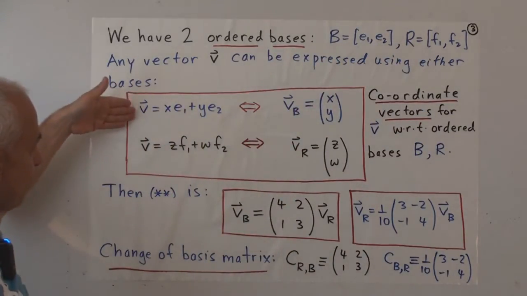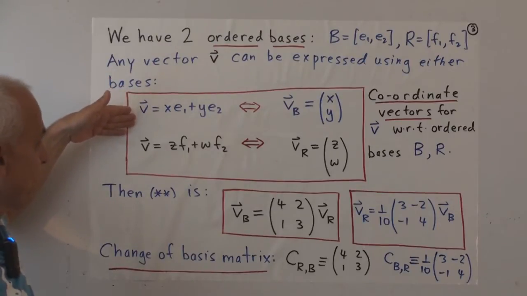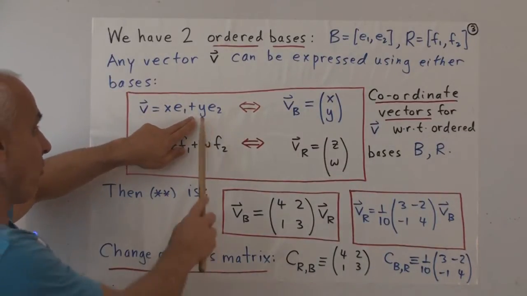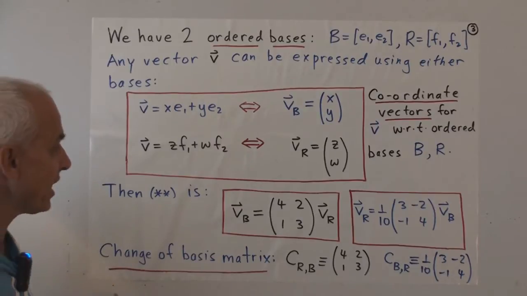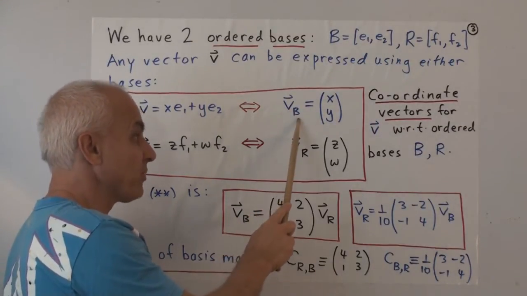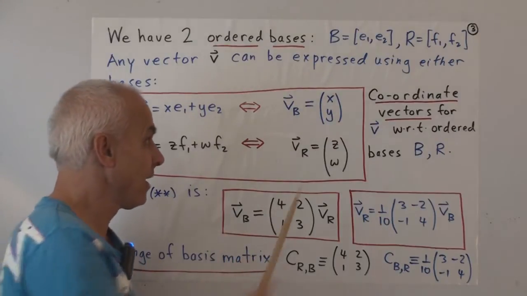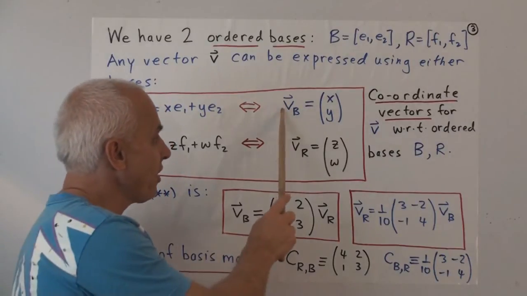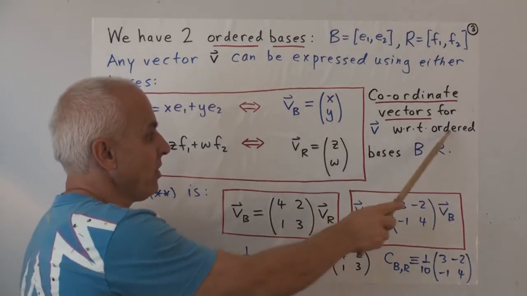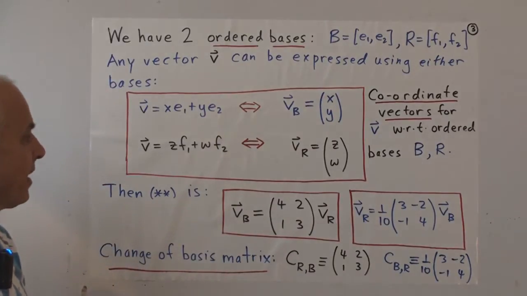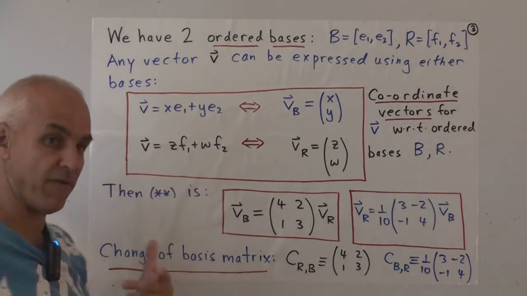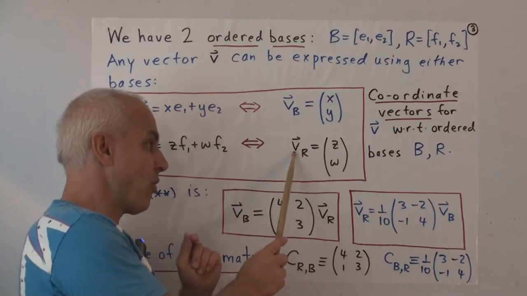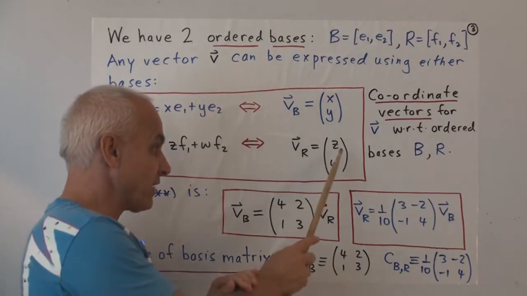And now we can introduce the following notation. Suppose we have an arbitrary vector v. We can express it in terms of the vectors in the basis b, say x e1 plus y e2. In that case, we'll say that the coordinate vector for v with respect to b is the vector with coordinates x and y. That's the coordinate vector for v with respect to the ordered basis b. And that same vector could also be written in terms of f1 and f2 with different coefficients, say z and w. Then we would say that the coordinate vector of v with respect to r is the vector zw.